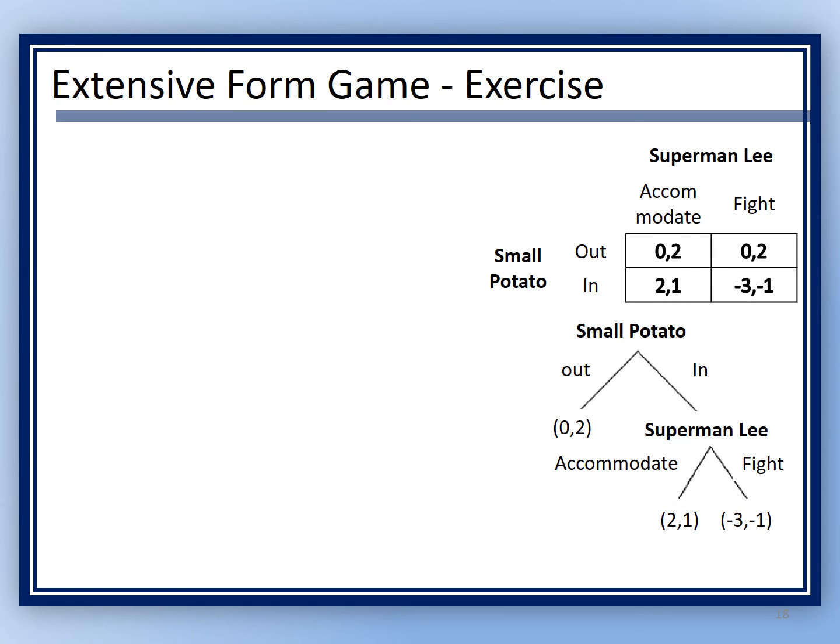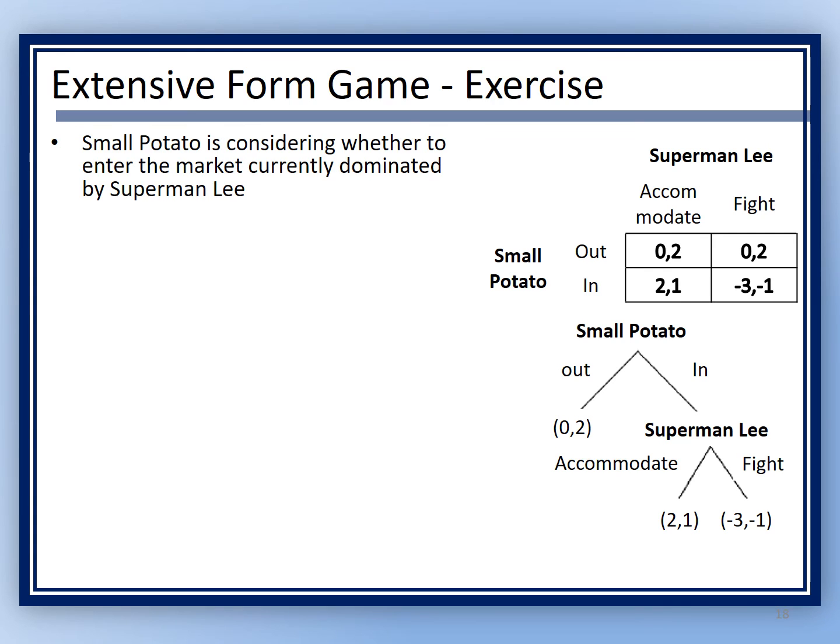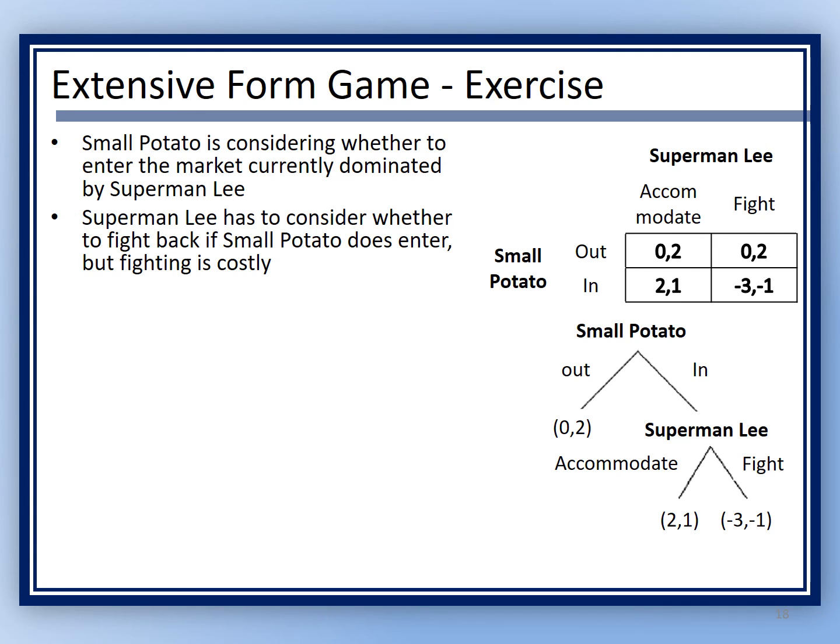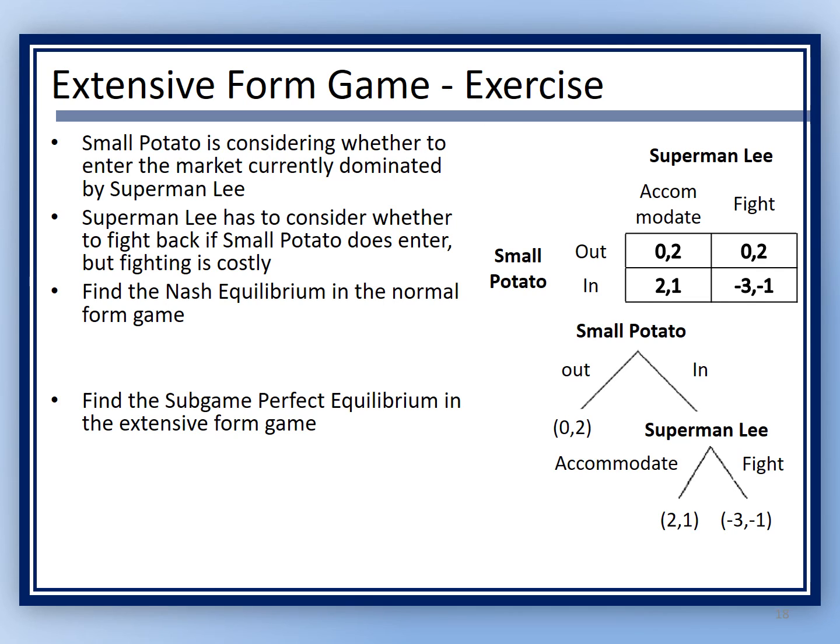Right, now it's your turn. Suppose Small Potato is considering whether to enter the market currently dominated by Superman Lee. Superman Lee has to consider whether to fight back if Small Potato does, but fighting is costly. Find the Nash equilibrium in the normal form game and find the subgame perfect equilibrium in the extensive form game. So take a look, try to figure out what would happen in these two cases.